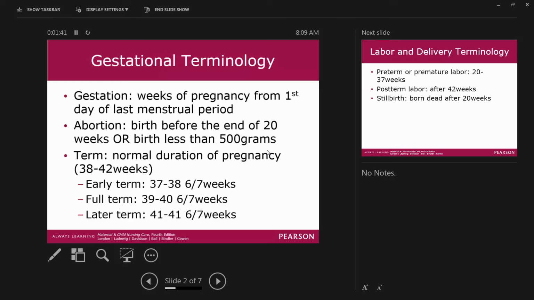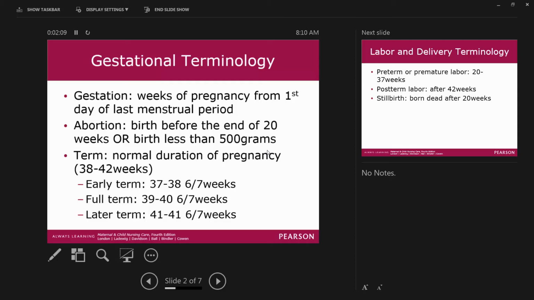Okay, so gestation is what we call each week of pregnancy. Okay? We calculate that from the last menstrual period, okay? The first day of the last menstrual period. And then every week after that, she is 1 week gestation, 8 weeks gestation, 20 weeks gestation, okay?